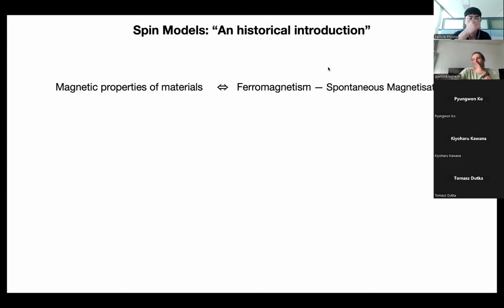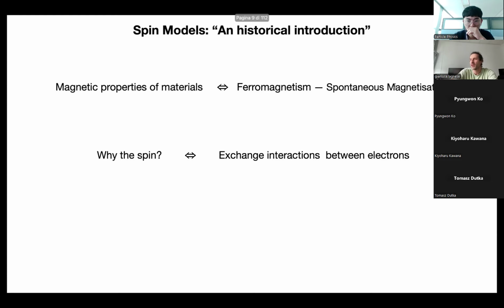So the idea behind spin models, you probably know all this already, so I hope it's not too trivial. Essentially, they were introduced to explain the magnetic properties of materials, and especially to understand ferromagnetism, which is essentially the presence of spontaneous magnetization. So the material shows some spontaneous magnetization even if you don't apply any external field.